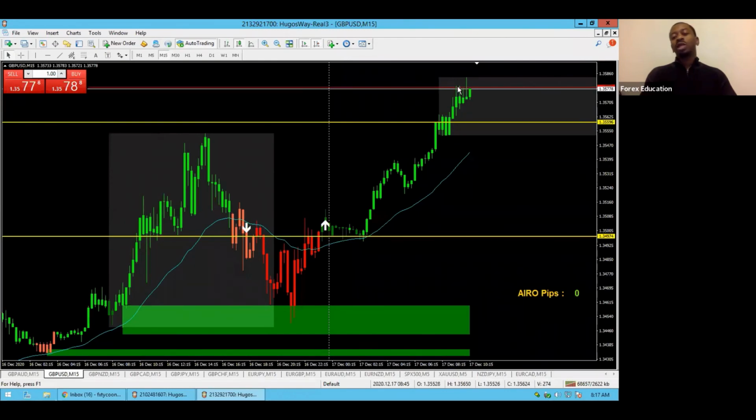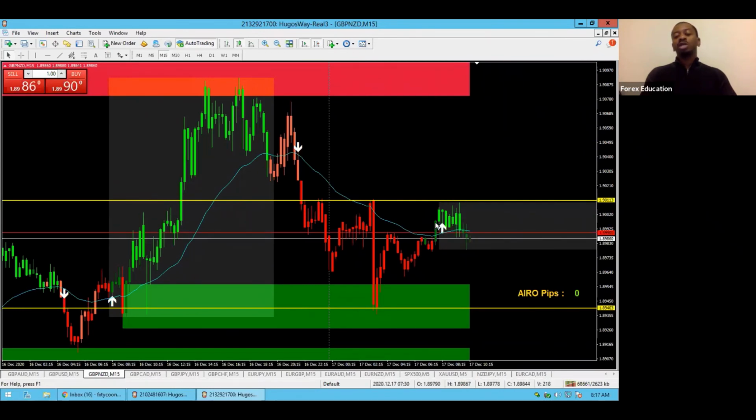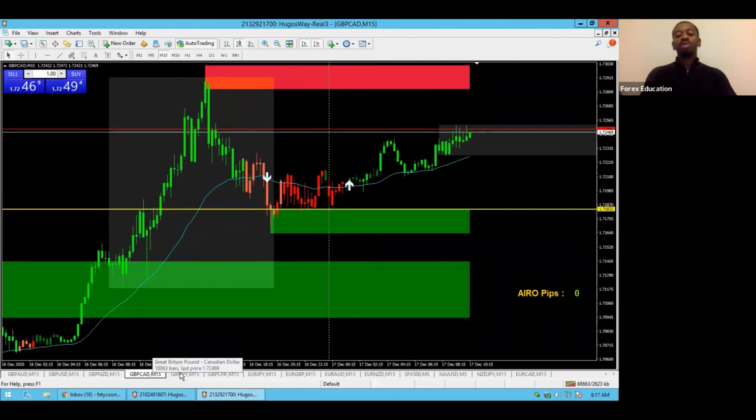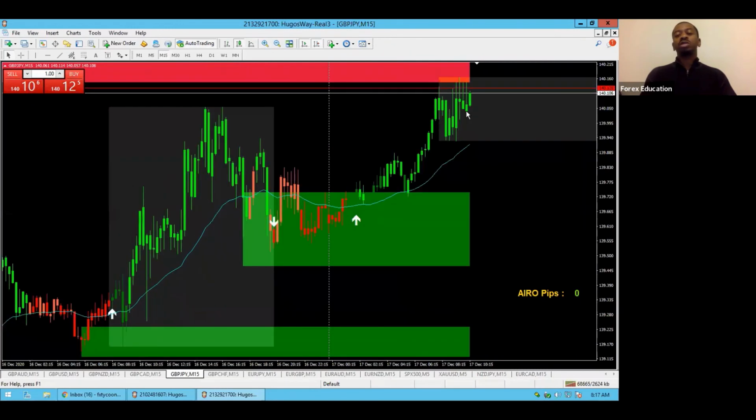GBPUSD, a lot of wicks to the upside. I expect price to drop. GBPNZD, wicks to the upside. I expect price to continue to go down. If you got into this GBPNZD trade here, this bounce arrow gold trade, you probably will get stopped out. No guarantees, but you probably will get stopped out. Look at all those wicks to the upside. Oh my goodness. Wick, wick, wick, wick, wick.